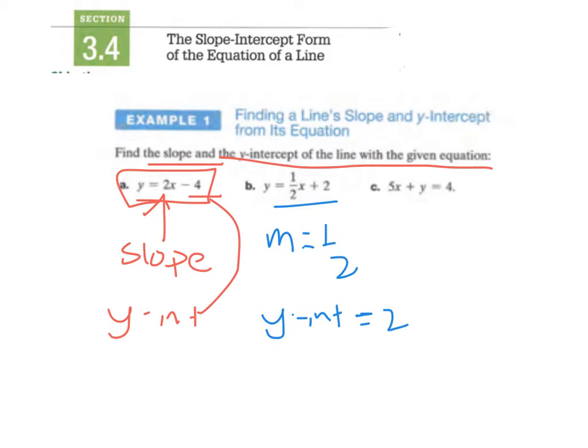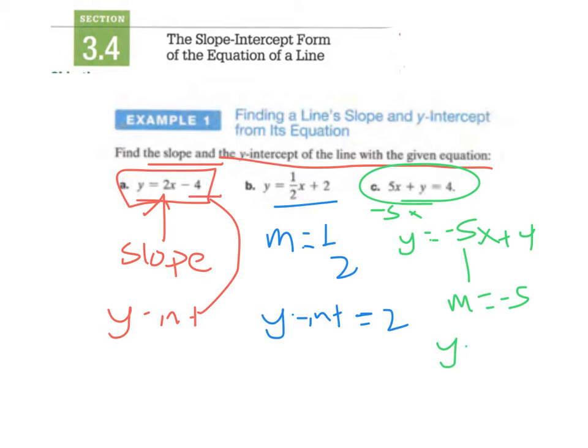Now this equation is not in that form, so we need to put it in that form. So I'm going to subtract the 5x, so I get y equals negative 5x plus 4. Now once I have it in the correct form, this is my slope, negative 5, and my y-intercept then is 4.